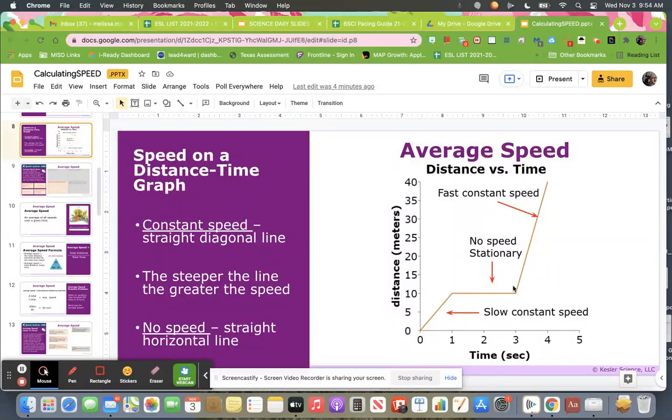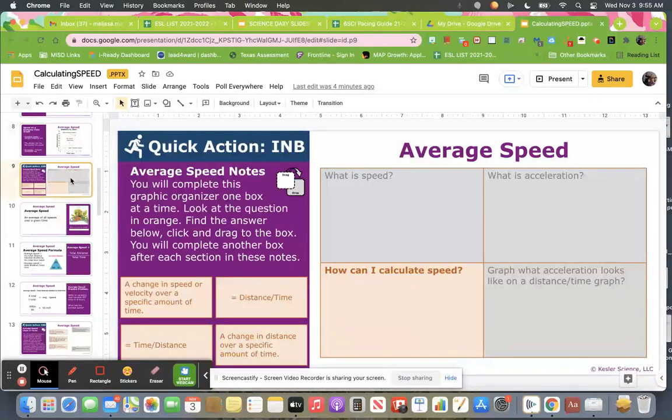Okay. When you have a big slope that's almost straight up, but kind of off to an angle, the steeper the line, the greater the speed. It even says here, the steeper the line, the greater the speed. So we have another constant speed, but it's faster than this one because the line is steeper. So again, this is like a little cheat sheet for graphing when we get to it.